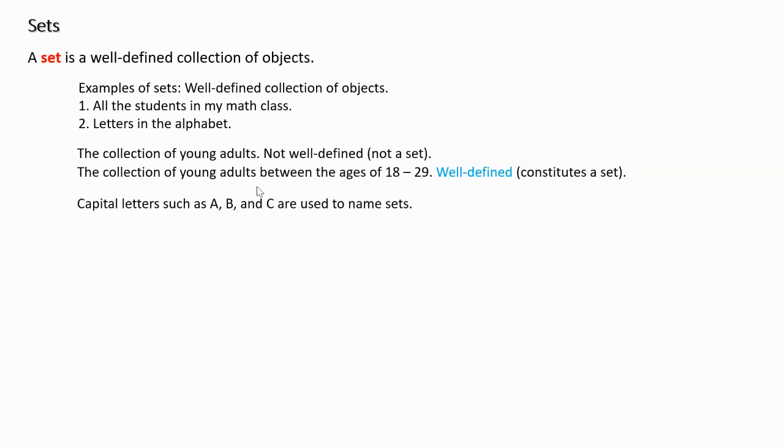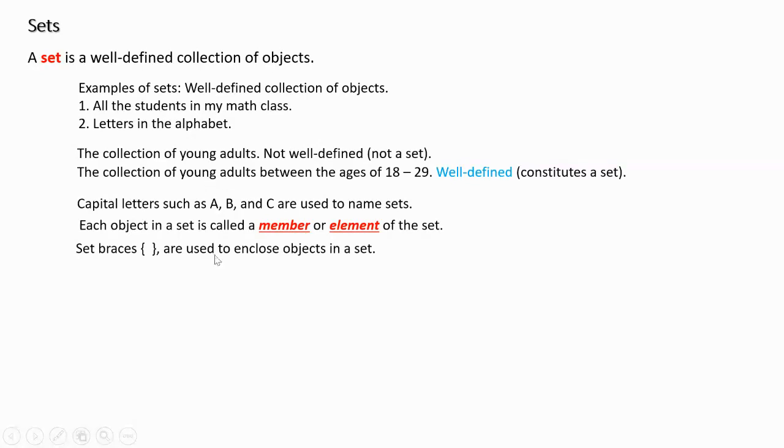Capital letters such as A, B, and C are used to name sets. At the beginning of this presentation, I will be explaining a lot of the definitions and concepts that we need to know, okay, before I do examples. So let's continue. Each object in a set is called a member or element of the set.